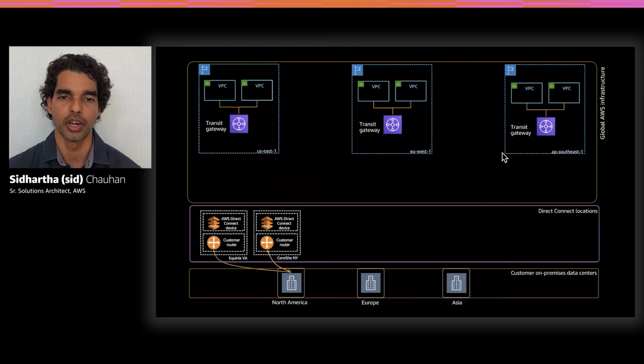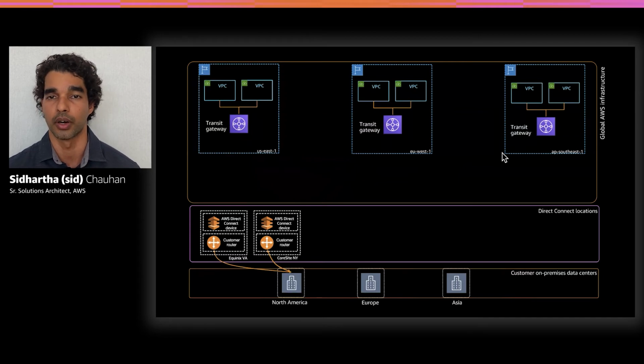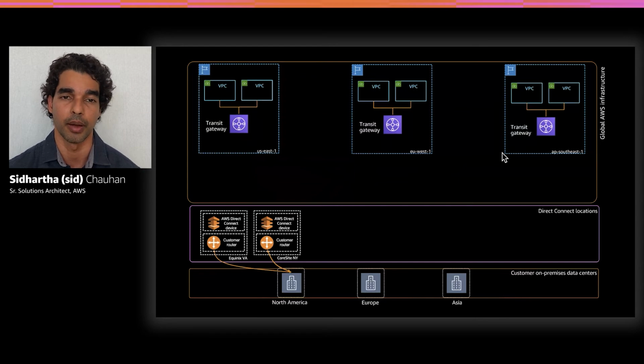Next, you create physical connectivity from your data centers to these locations. Now you might have presence in those locations. If not, you can work with a service provider or an AWS Direct Connect partner to get this connectivity established.